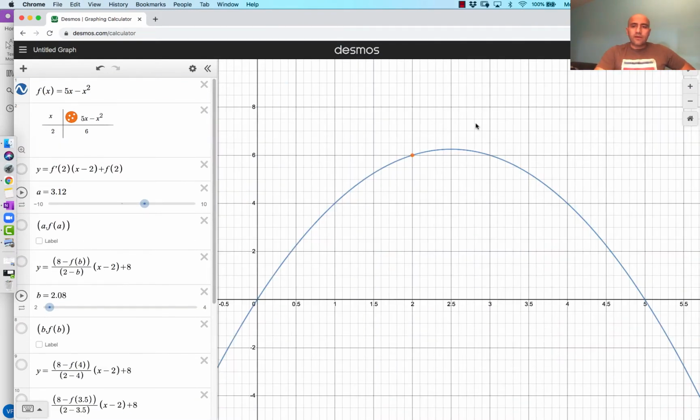Okay, so here's my equation. It's this parabola looking thing. And I know that when the input is 2, the output is 6, so we have that point right there. And we're interested in finding the tangent line. So according to the definition, the tangent line is going to be a line that goes through this point, and has a slope that is equal to the limit as x approaches a of f of x minus f of a all over x minus a. So let's follow that formula to find the slope of the tangent line.